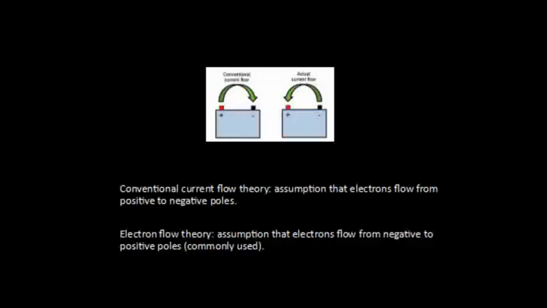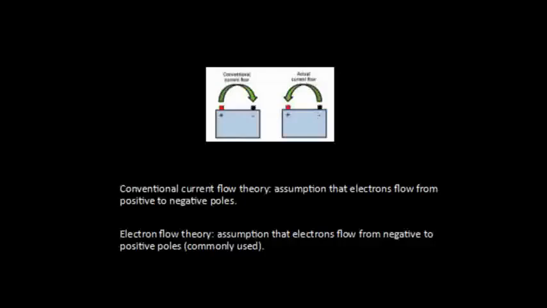Conventional current flow versus electron flow theory. Approximately 200 years ago, scientists theorized that electricity had both positive and negative polarities. At the time, they arbitrarily decided that electrical current flowed from positive to negative. While it was never actually proven as fact, this theory was accepted for quite some time. This theory is known as the conventional current flow theory.